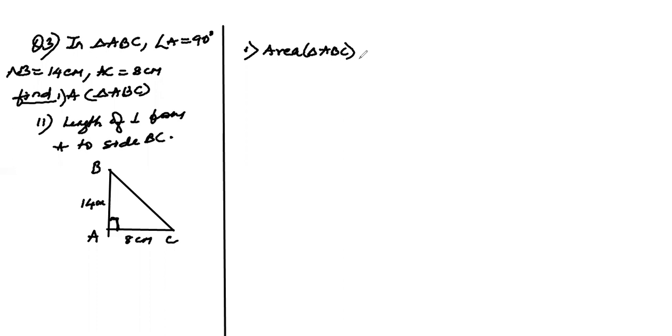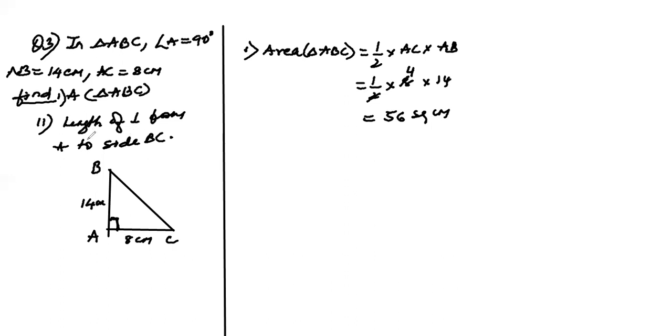I repeat, children. In a right angle triangle, the sides making the 90 degree angle are taken as base and height. So A is 90. So naturally, half into AC into AB. Now put the values, half into 8 into 14. So 2 4's are 4, 14's are 56 square centimeters. So the area of triangle ABC is 56 square centimeters.